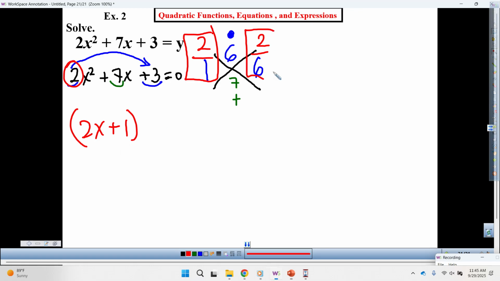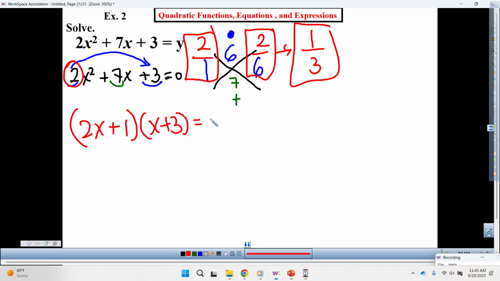Question, can I simplify this anymore? Yes, this becomes 1 over 3. Therefore, the top is the x, the bottom is the number, so my factor is x plus 3. And all that equal to 0. What do we do next, everyone? 2x plus 1 equal to 0. x plus 3 equal to 0.